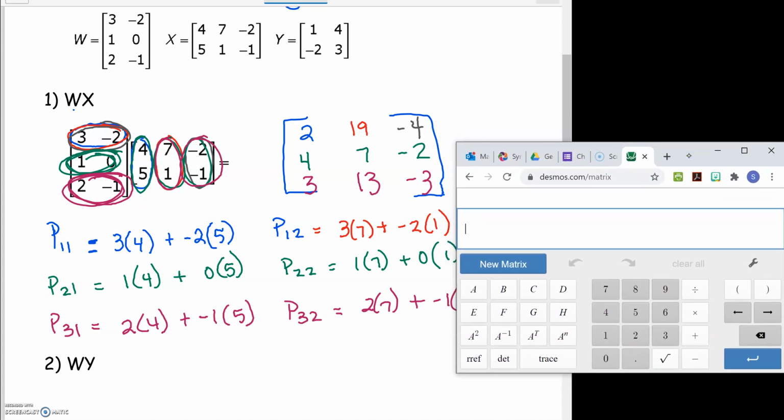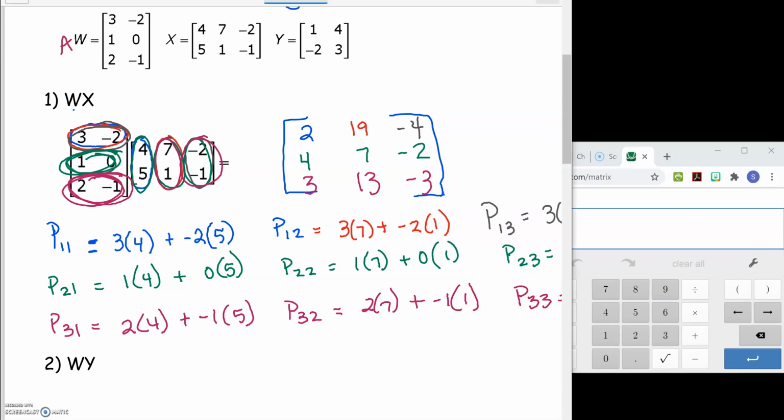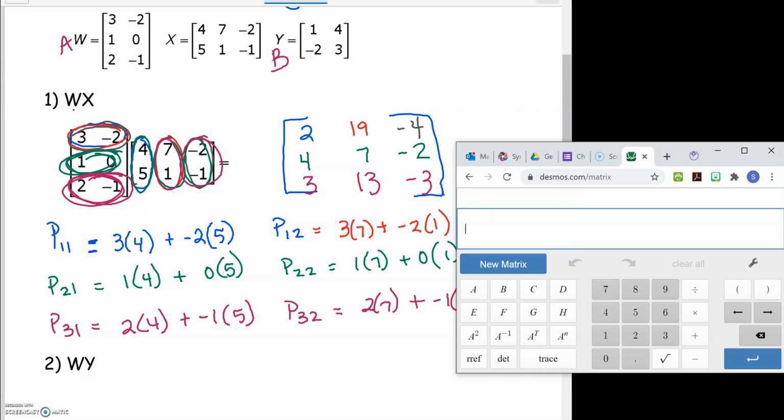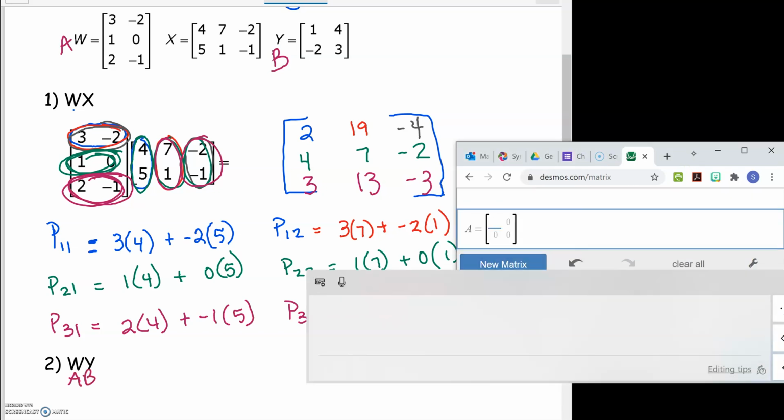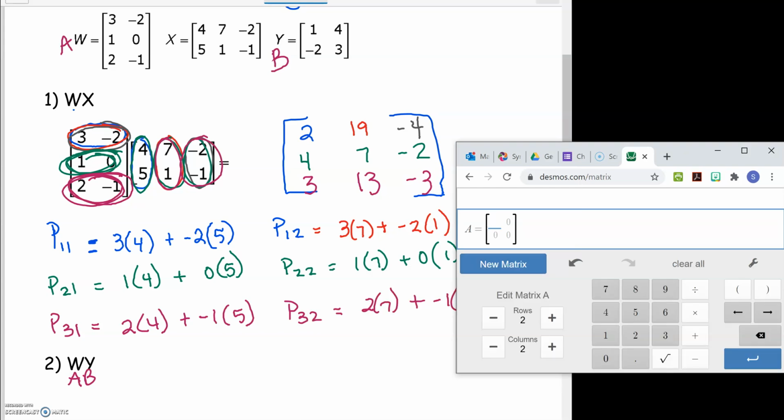So for W, Y, I'm going to think of W as A, and then Y is my B, for ease. I'm going to go ahead and put this in. Thinking of this as A, B, I'm going to type new matrix because it's got my A here. A is actually a 3 by 2, so I need 3 rows and 2 columns.